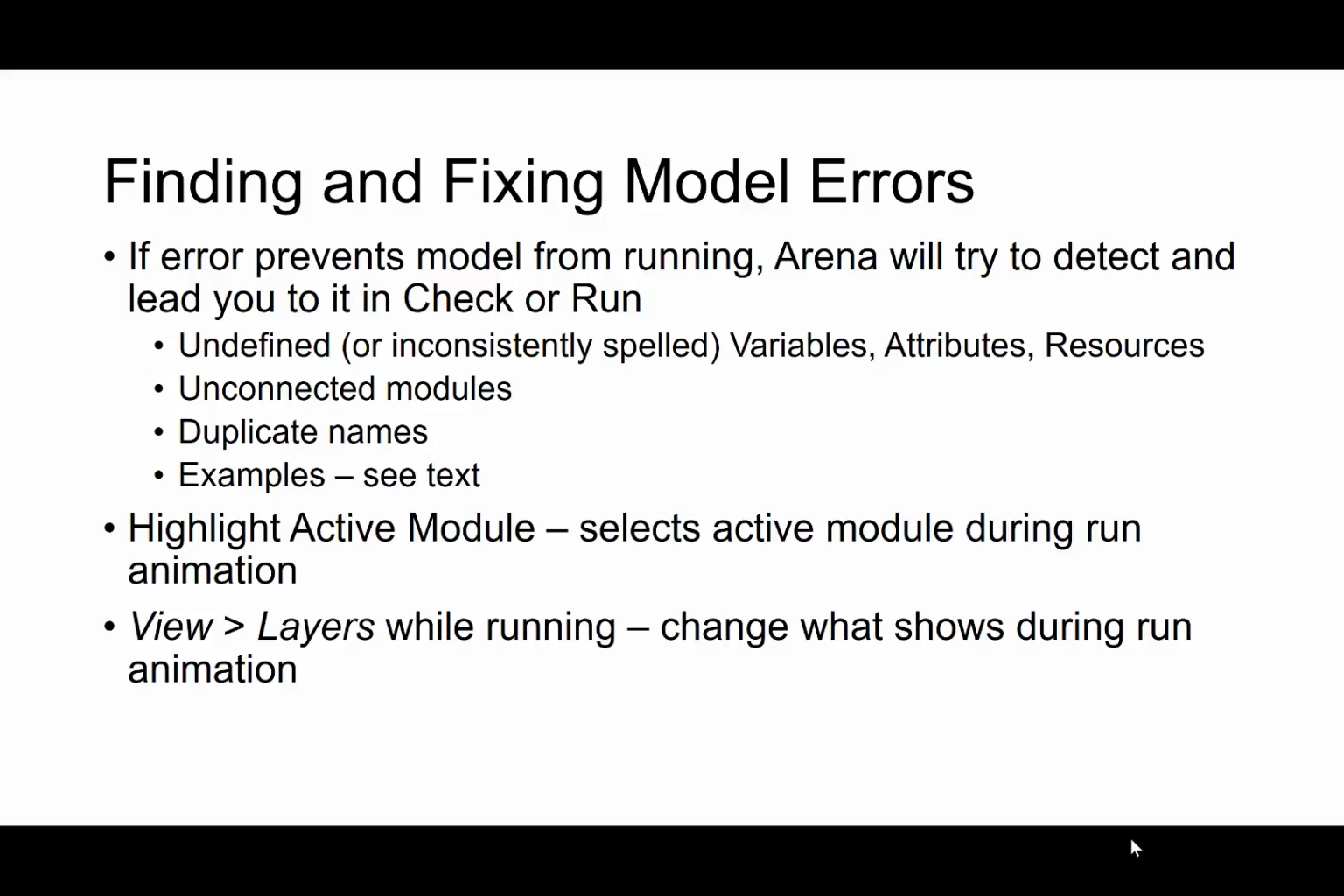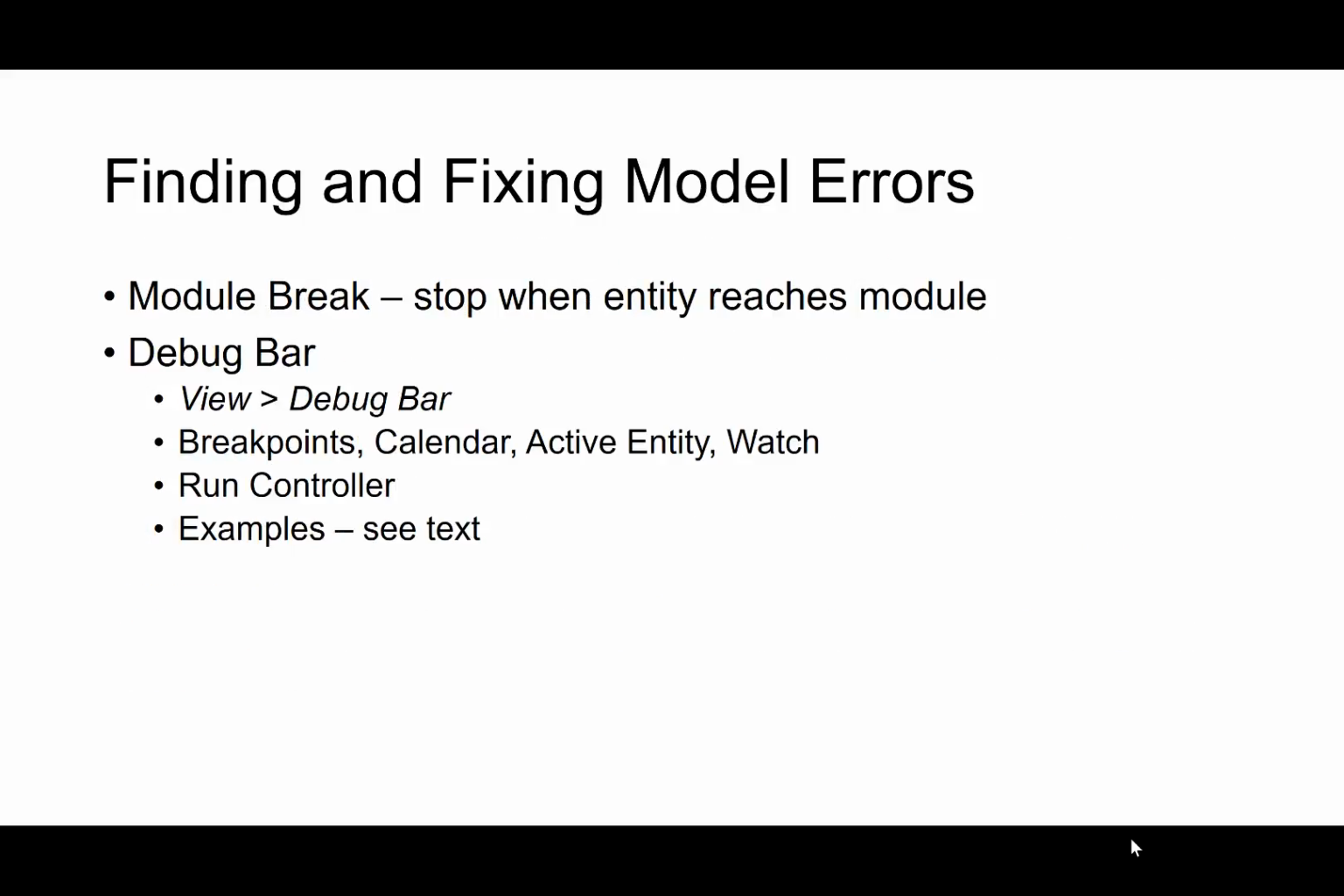The text is a good thing to keep handy if you get into more simulation modeling, because you may run into that error and want to look it up, and that'll give you a good go-to resource. You highlight active module, selects the active module during the run animation, and then view layers while running. If you change what shows during the run animation, that's where you would do it. Module break, you can stop when the entity reaches the module, and then there's a debug bar under the View, Debug Bar menu.